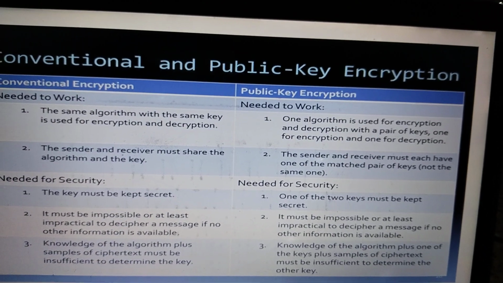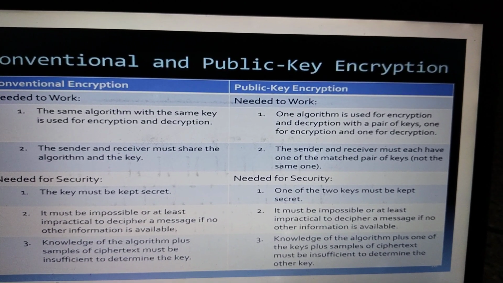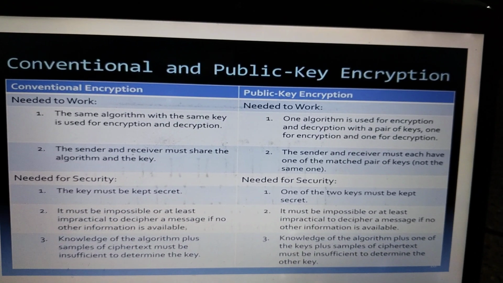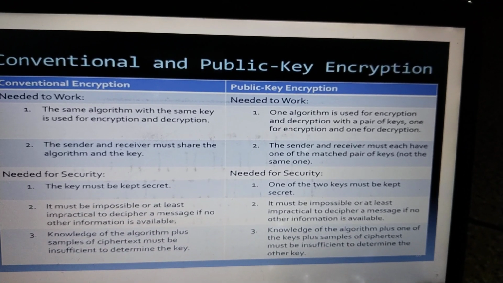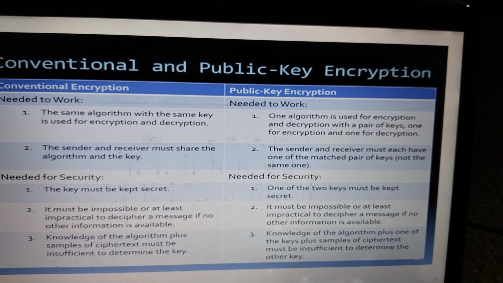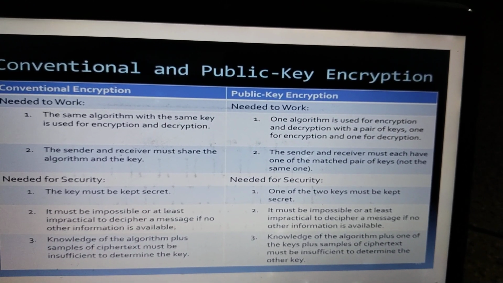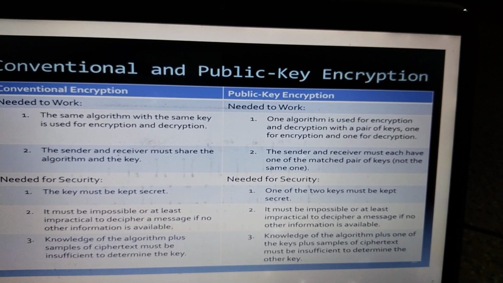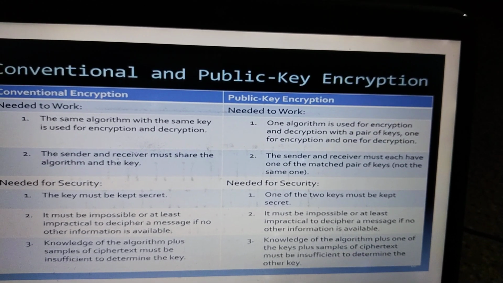And next, what is the sender and receiver? They must share the keys between each other when we are using conventional encryption. In public key encryption, the sender and receiver have to share the set of key pairs with each other, because here we are using the key pair set, right? So we have to share that key pair with both sender and receiver.